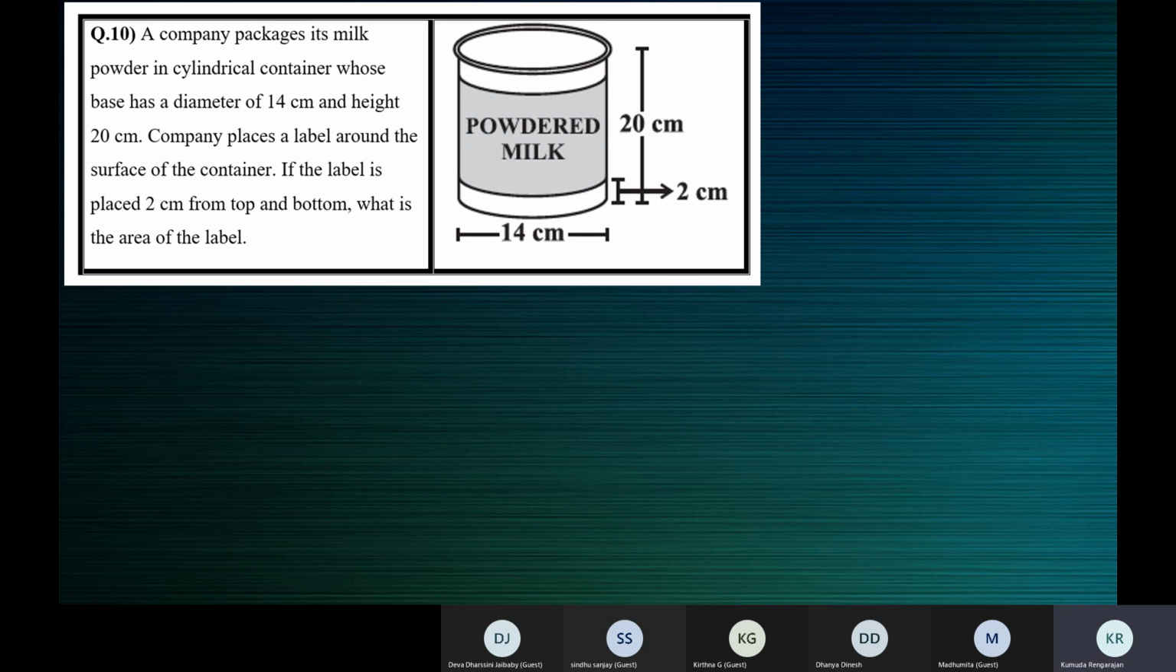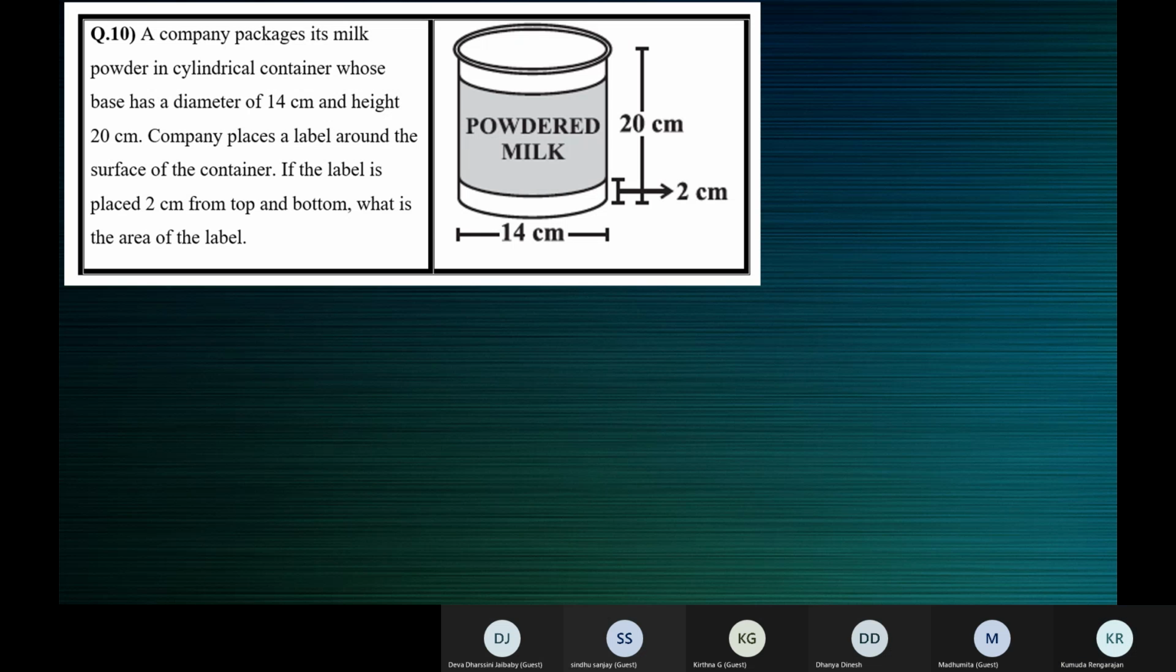If you have to find the area of the container, is it given whether it's an open or a closed container? No, we don't know if the container is open or closed. Here the question is not about the container. If it's an open container, then as you said, Madhumita, you'll have to find 2 pi rh plus pi r square. Here the question is only about the label, so only 2 pi rh you'll have to find.